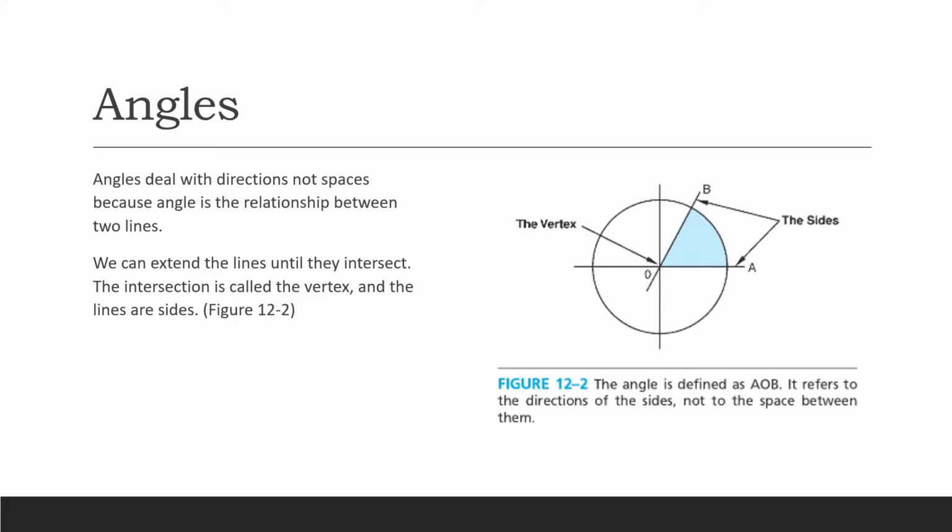We can extend the lines until they intersect. The intersection is called the vertex, and the lines right here and here are the sides. When you take a look at angle AOB, you can see O is the vertex, and the sides are OB and OA of the angle AOB. It refers to the directions of the sides, not to the space in between them. So we're thinking about these two lines and their direction every time we measure the angle between them.